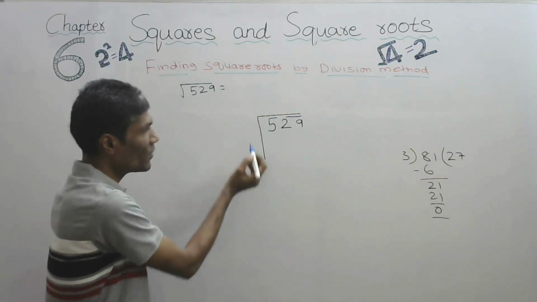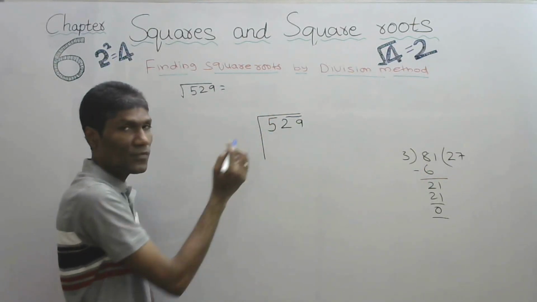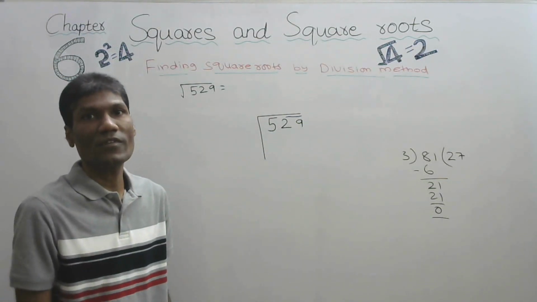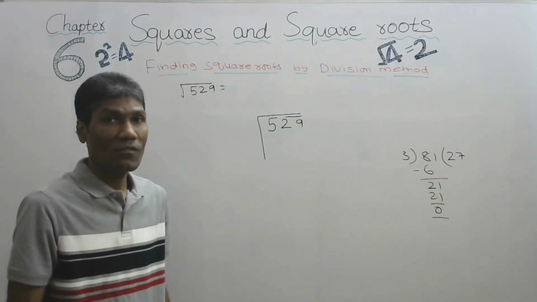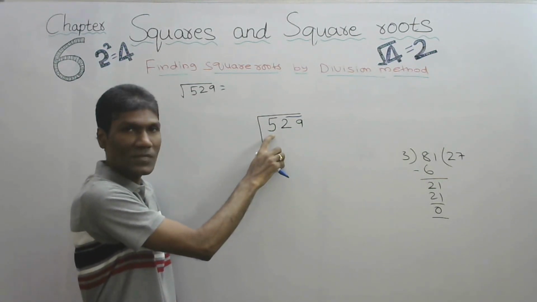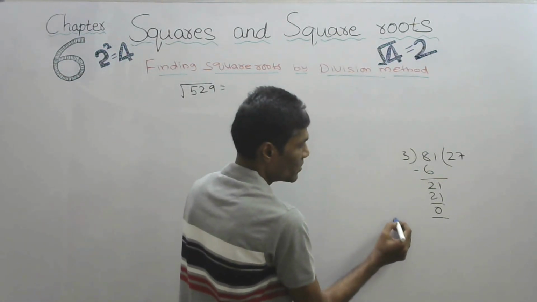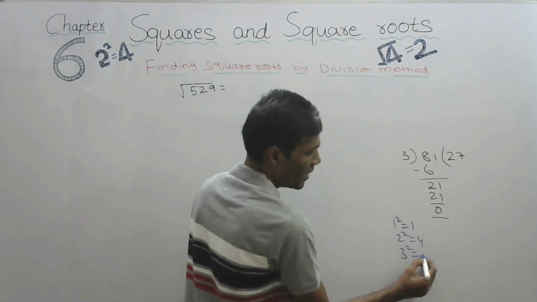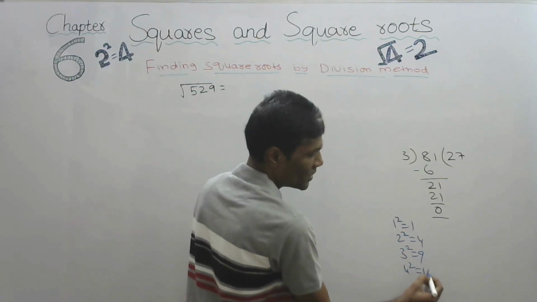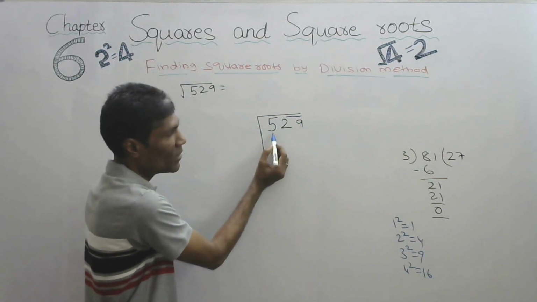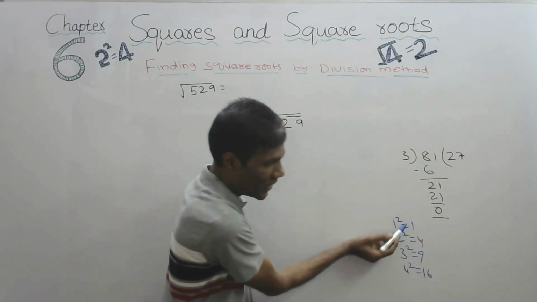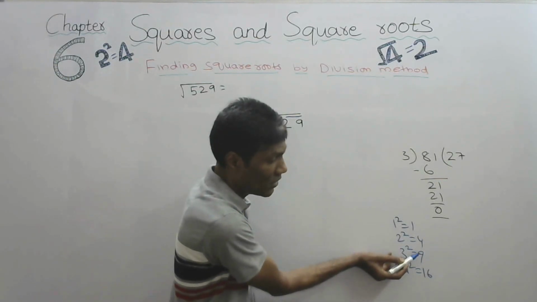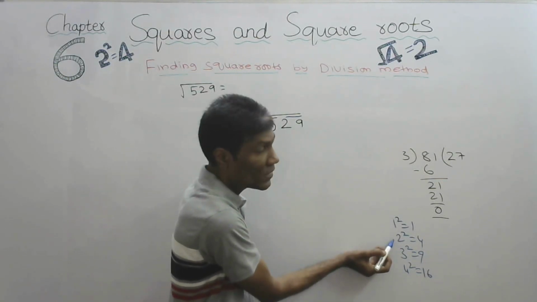Now as we are doing division, in the same way, we will check where 5 will come. But in which table? Square roots. We will take squares. 1 square, 1. 2 square, 4. 3 square, 9. 4 square, 16. Now, what is the number here? 5. Where will it come? Between these two numbers, 4 and 9. So, we will take 2.